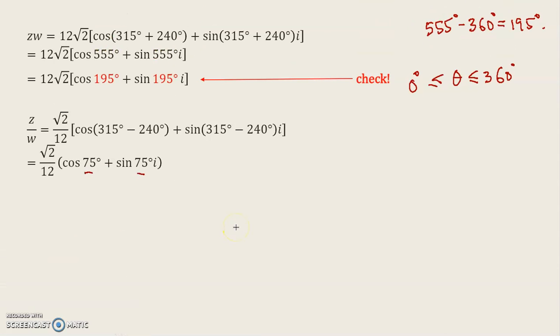All right, so this is it for another example for product and quotient of two complex numbers, and we will continue in the next clip.